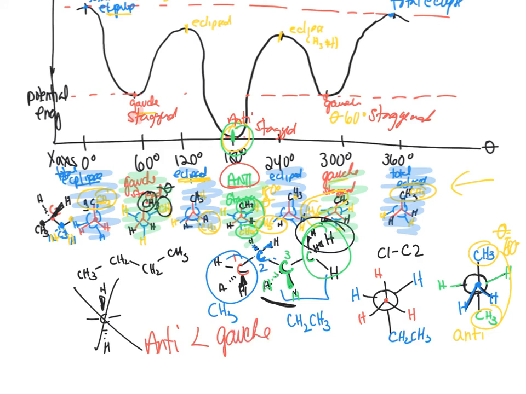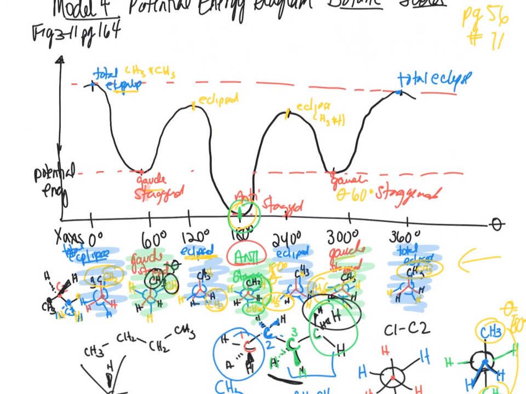Would you expect all the eclipsed to have the same energy? And the answer to that again is no, because you can see that total eclipse is higher energy than the eclipsed. And that's because these methyl groups are eclipsing each other versus a methyl and a hydrogen. Two methyls are bulkier. Which Newman projection would be the most stable? That would be the anti. You see it has the lowest energy. And this would be because the methyl groups are the furthest away.